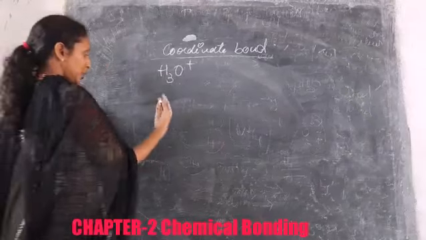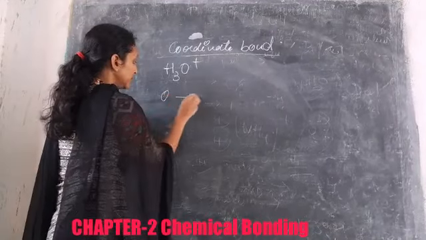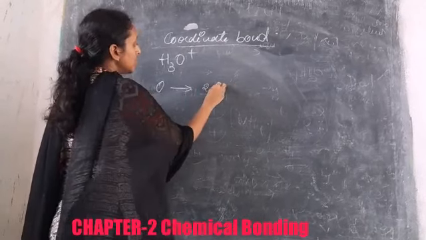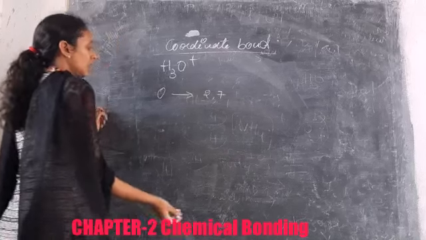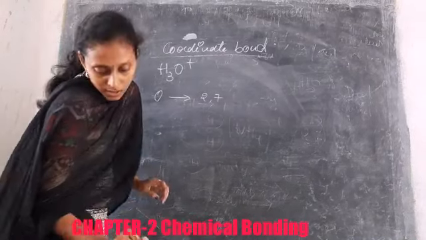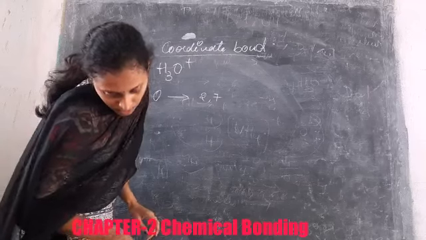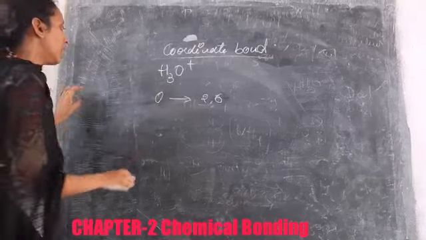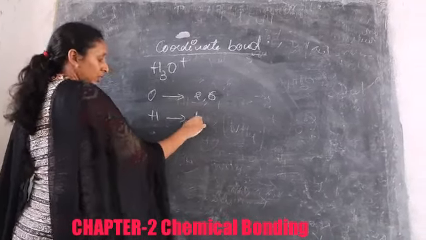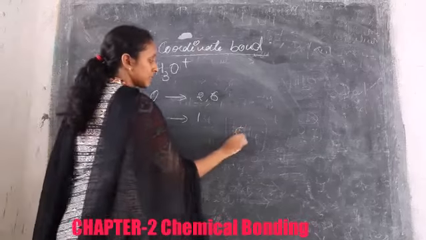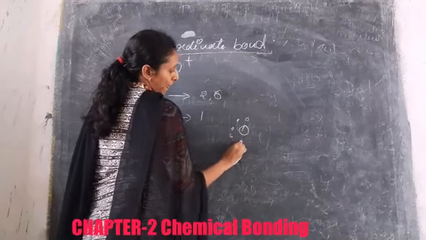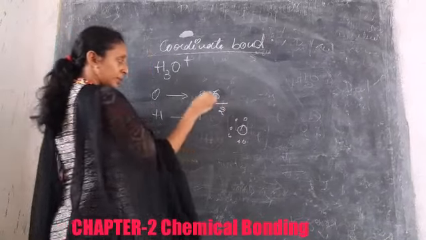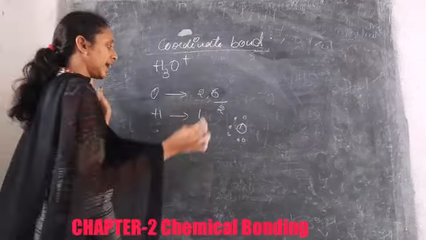Hydronium ion is H3O plus. So oxygen has 2 6, sorry, 2 6. Now hydrogen has 1 electron, so there are 3 hydrogens. Oxygen has 6 electrons, but it requires 2 electrons to become stable. So it has 3 hydrogens.